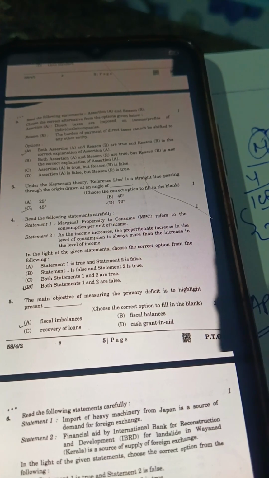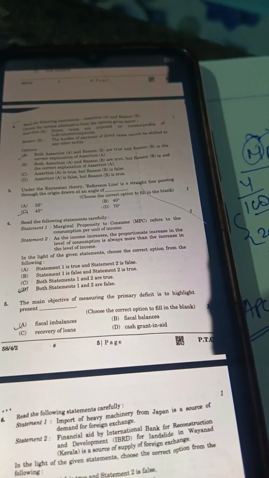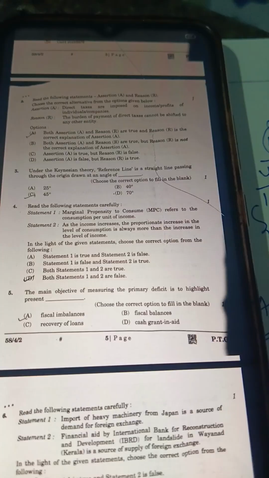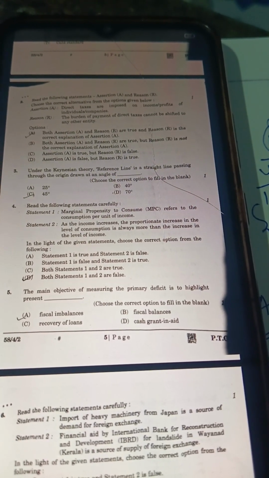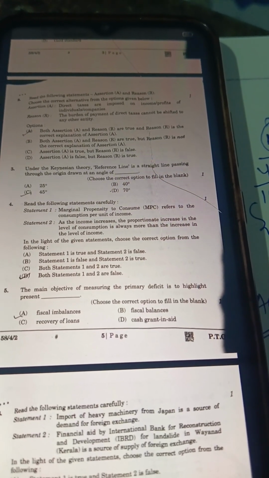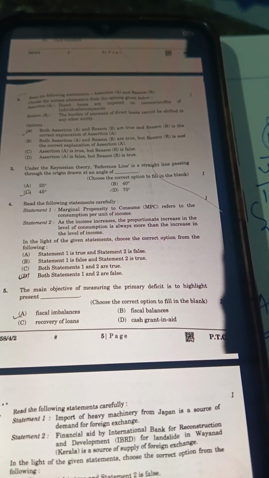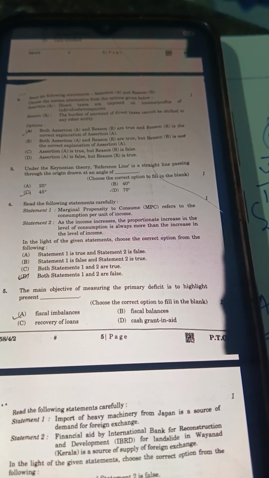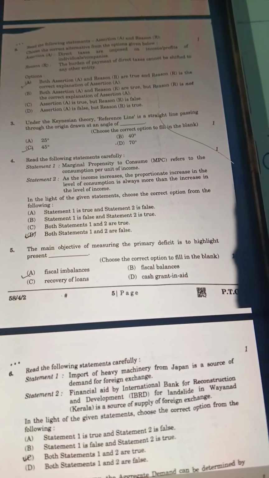See question number 5. The main objective of measuring the primary deficit is to highlight what? How many types of deficit have we talked about in the budget? There are 3 types of deficit. So the primary deficit is to highlight present fiscal imbalance. Fiscal means what? The revenue and expenditure policy of the government is called fiscal policy. So if there is a fiscal imbalance, the main objective of measuring the primary deficit is to highlight present fiscal imbalance. So remember this for question number 5.